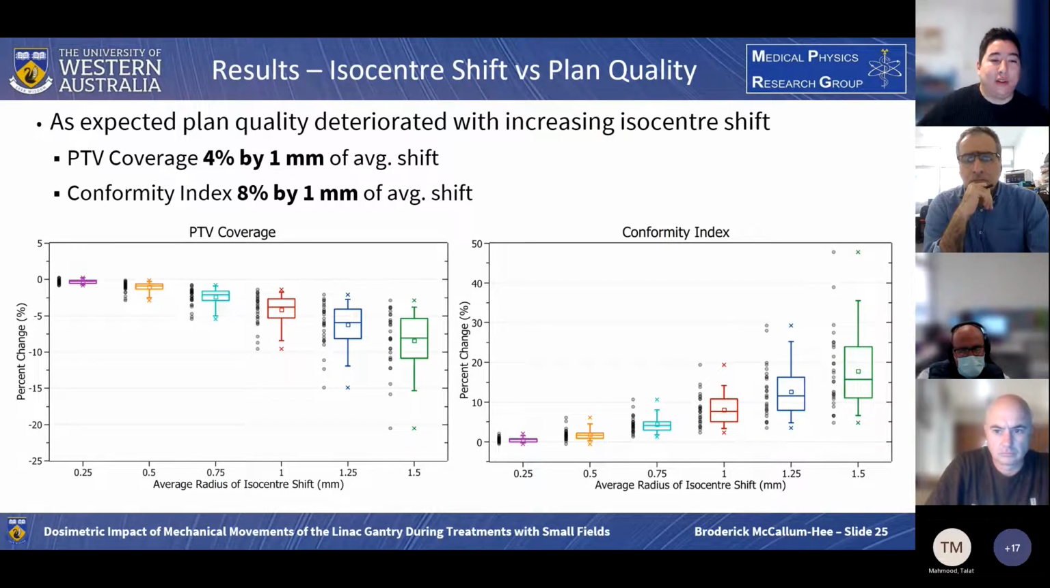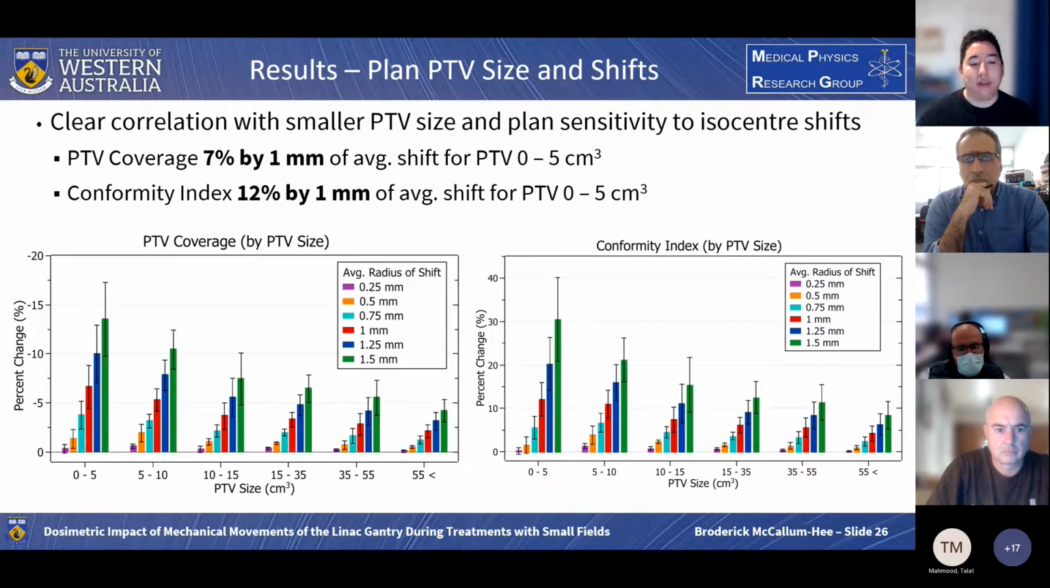The PTV coverage and conformity index for 1 millimetre of average shift were found to change by 4 and 8%. And these numbers of 4 and 8% increased when we looked at the exact impact of PTV size. So this increased to 7% and 12%. And as you can see from this graph here, there's a clear correlation with smaller PTV size and plan sensitivity to isocentre shifts.